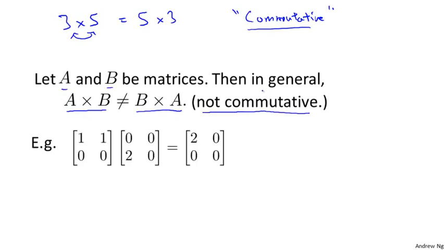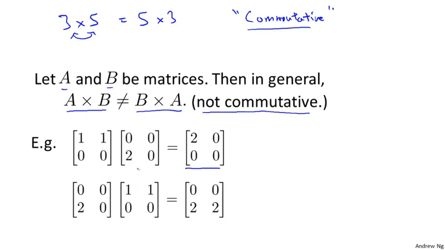As a concrete example, here are two matrices. This matrix 1100 times 0020. And if you multiply these two matrices, you get this result on the right. Now let's swap around the order of these two matrices. So I'm going to take these two matrices and just reverse them. It turns out if you multiply these two matrices, you get this second answer on the right. And clearly, these two matrices are not equal to each other.